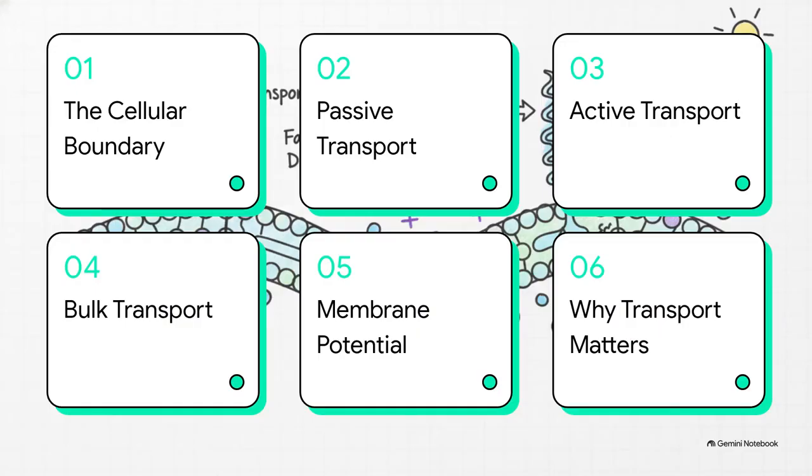Here's our roadmap for exploring this dynamic border crossing. We'll hit Section 1, the selective cellular boundary, followed by 2, passive transport and free movement. Then 3, active transport, which requires energy. 4, bulk transport via vesicle deliveries. 5 is creating the membrane potential. And finally, 6, exactly why membrane transport matters.